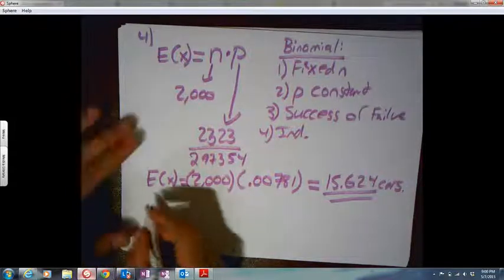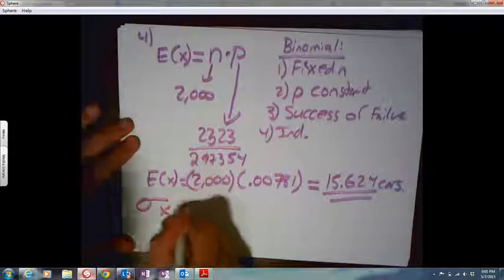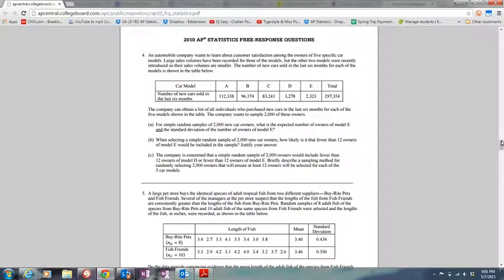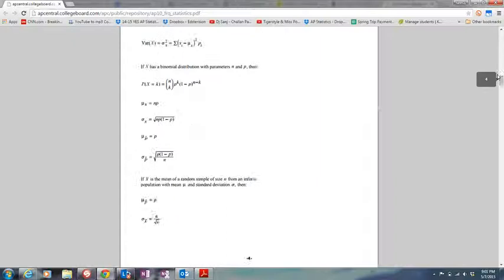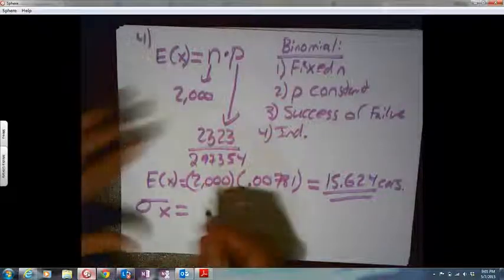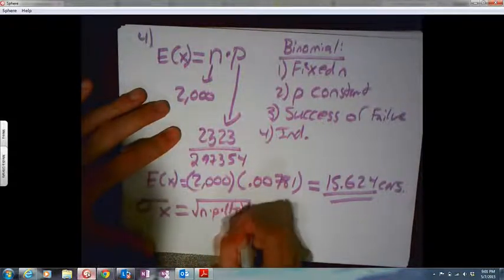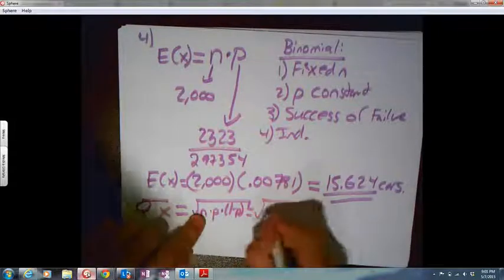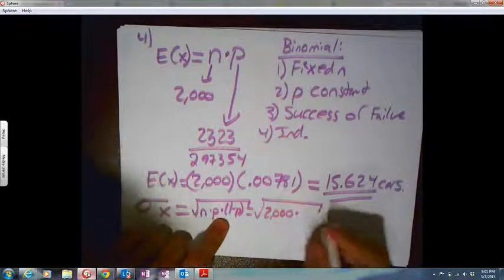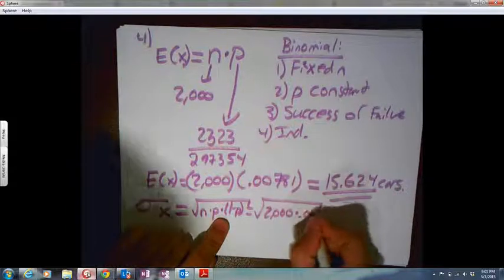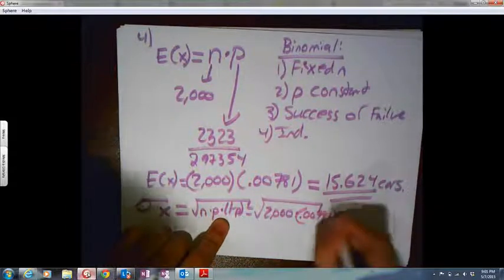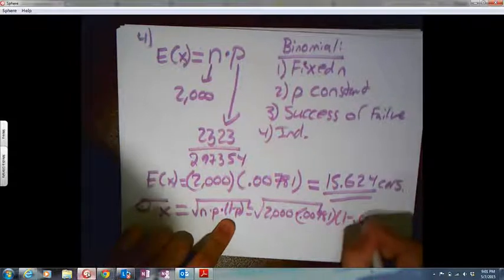Now, what about the standard deviation of X? Well, if you go to your formula sheet, which is at the front of this packet, you'll see right here that standard deviation of binomial is what I'm highlighting here, the square root of N times P times 1 minus P. So this is the square root of N, 2,000, times P, 0.00781, times 1 minus 0.00781.